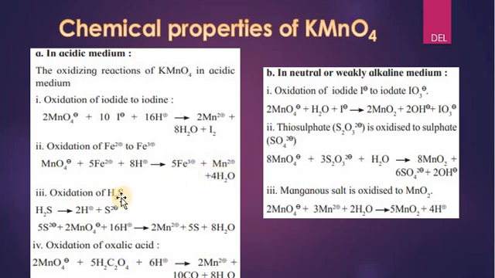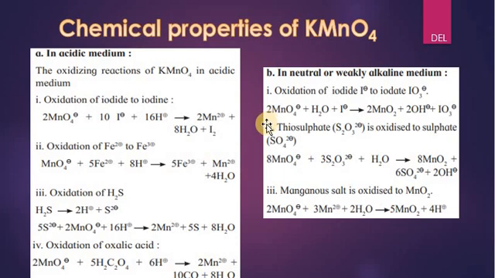It converts hydrogen sulfide to sulfur. Again, it will itself convert into manganese ion, and oxalic acid is converted by KMnO4 in acidic medium to carbon dioxide. In neutral or weakly alkaline medium, what will happen?